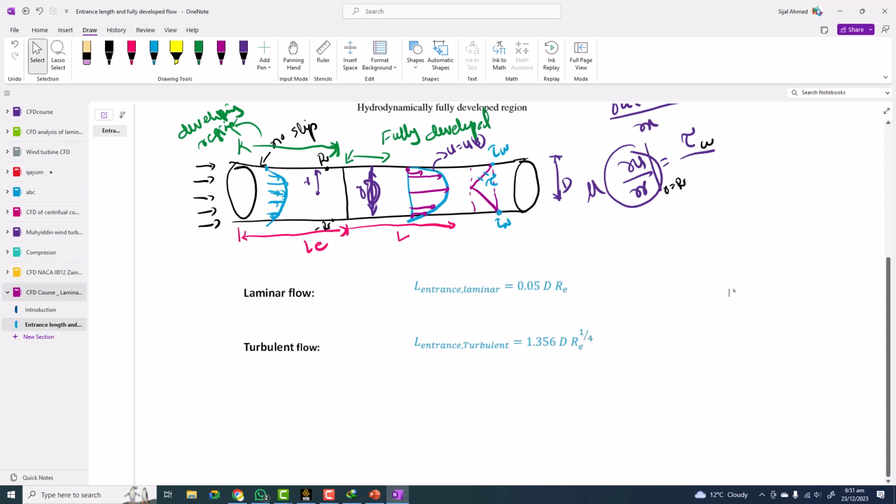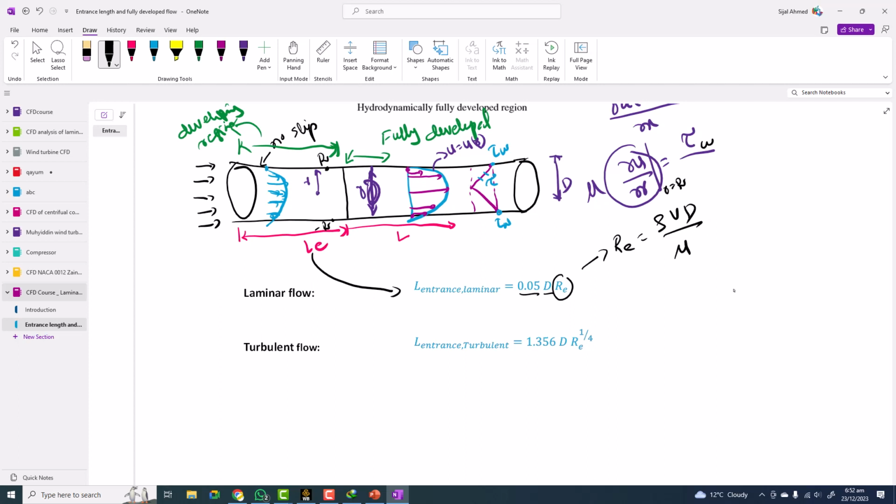Okay, so for laminar flow, the formula is that the entrance length will be decided by ourselves, depending on how much region we need for analyzing the problem. So this is not a problem, but this should be done properly. It is equal to 0.05 into diameter and into Reynolds number. Reynolds number, I told you, is equal to rho v d upon mu.